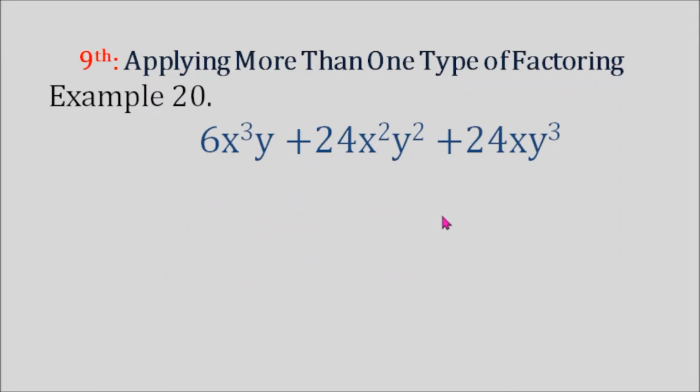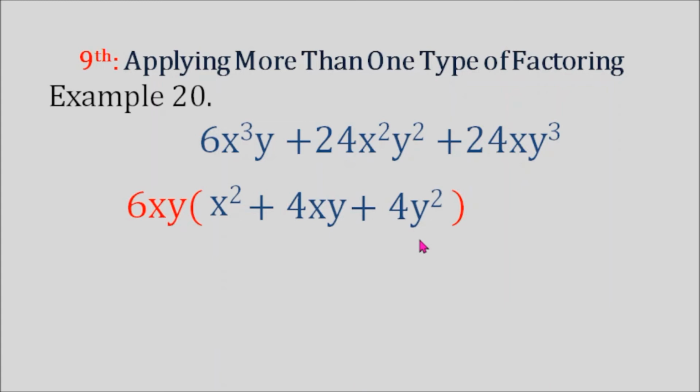Example number 20. Factor 6x cubed y plus 24x squared y squared plus 24xy cubed. The greatest common factor between the three terms is 6xy. 6x cubed y divided by 6xy equals x squared. 24x squared y squared divided by 6xy is positive 4xy. Then 24xy cubed divided by 6xy equals positive 4y squared.